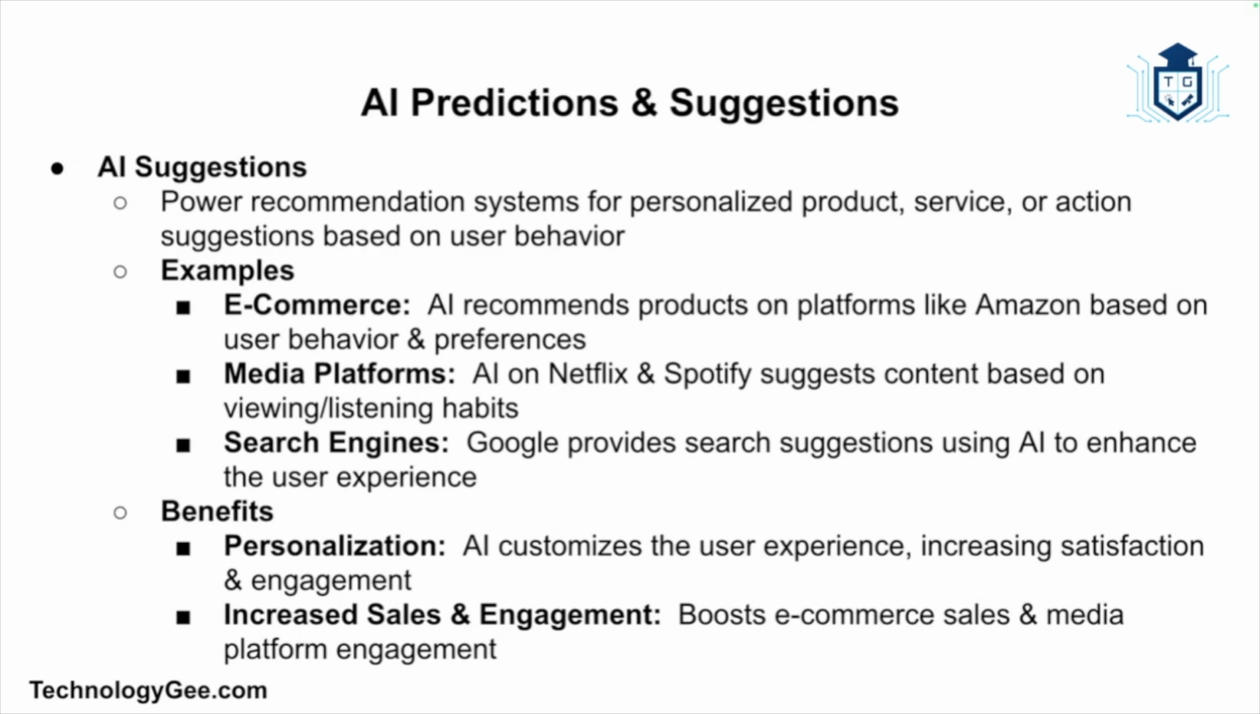AI also powers recommendation systems, which are used to suggest products, services, or actions to users based on their preferences and behaviors. Some examples include e-commerce. Sites like Amazon use AI to recommend products to users based on their browsing history, past purchases, and similar users' behavior. It's used in media platforms. Streaming services like Netflix and Spotify use AI to suggest shows, movies, or songs based on the user's viewing or listening habits. It's also used in search engines. Google uses AI to provide search suggestions based on users' queries and trends, improving the search experience.